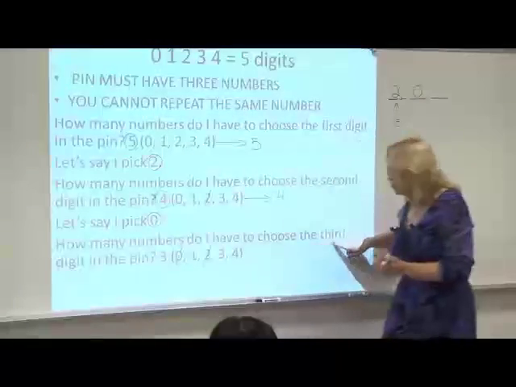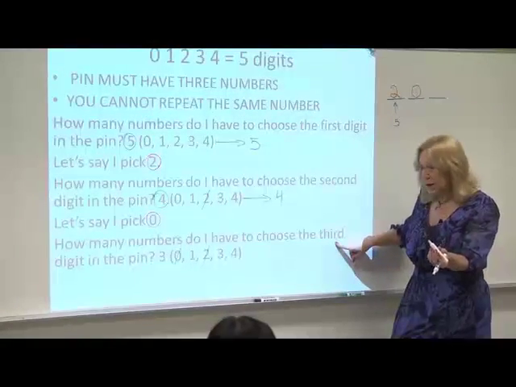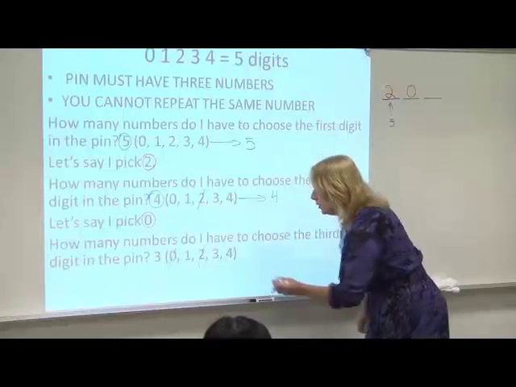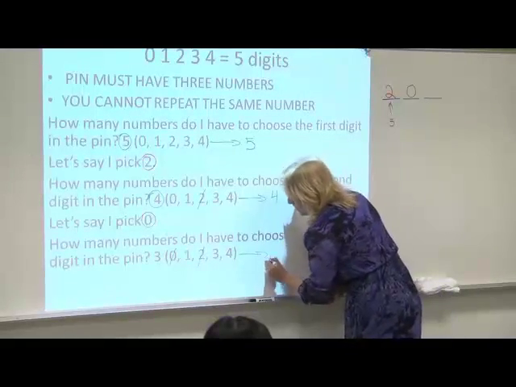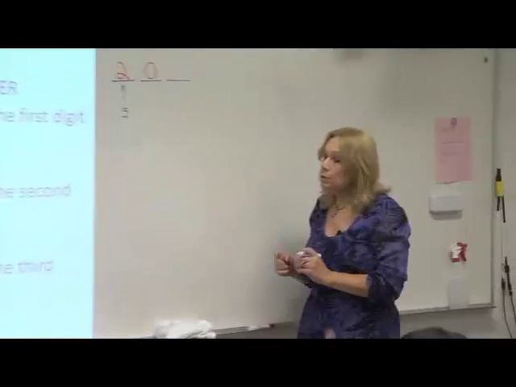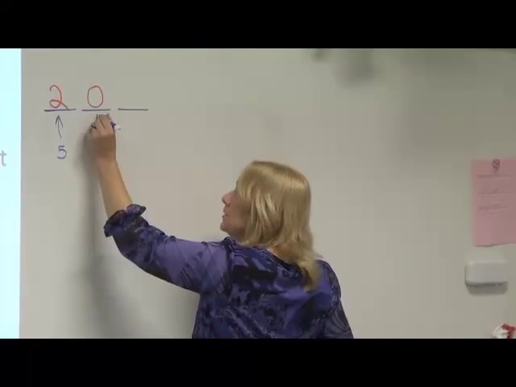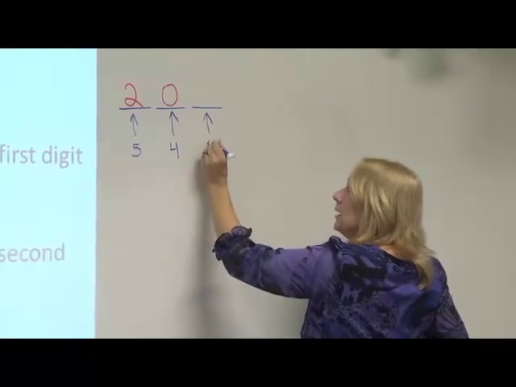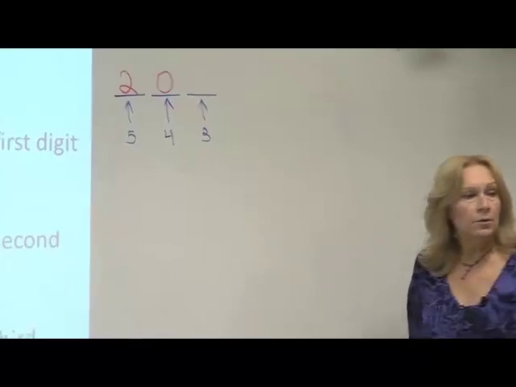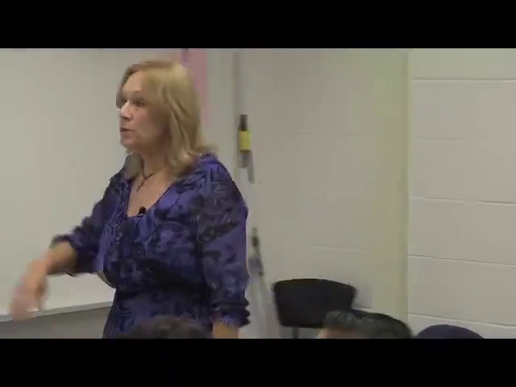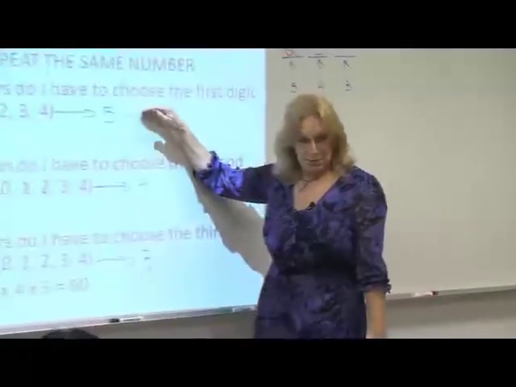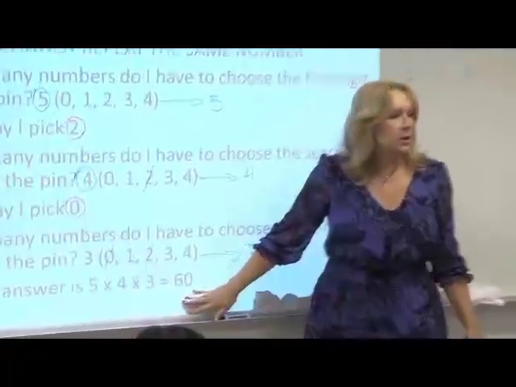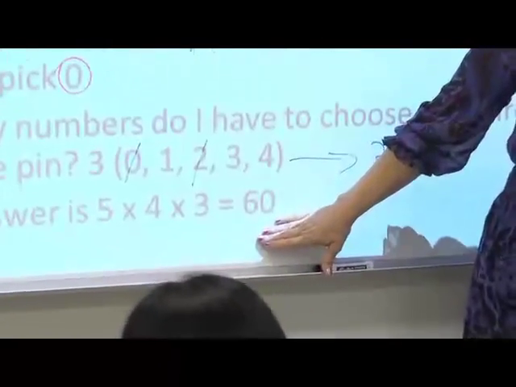So when I'm going to start looking for the third one, which is going to be here, how many options do I have? 3. What do we do? So I had 5 options to pick here, 4 options to pick here, and 3 options to pick from. The answer is to multiply the number of options. You did it right. 5 times 4 times 3. Your answer should be 60.